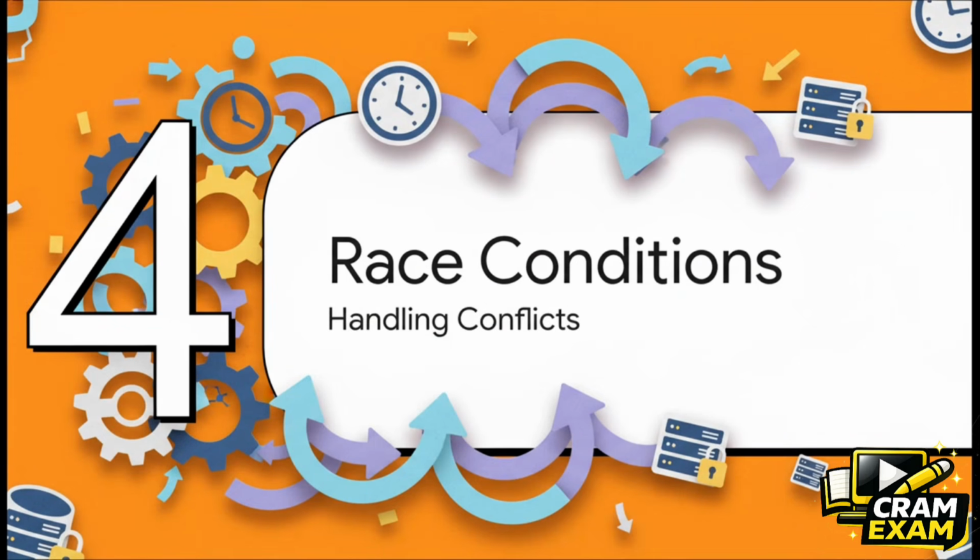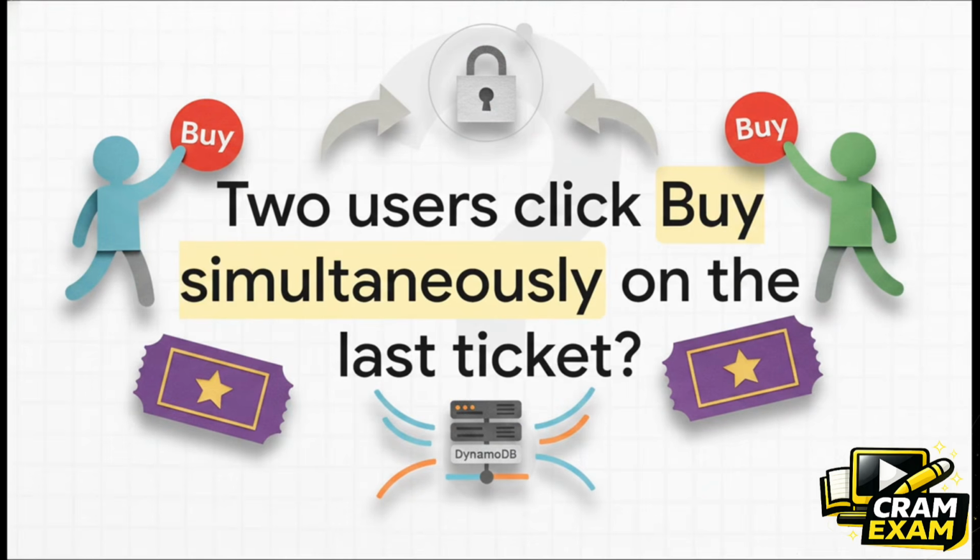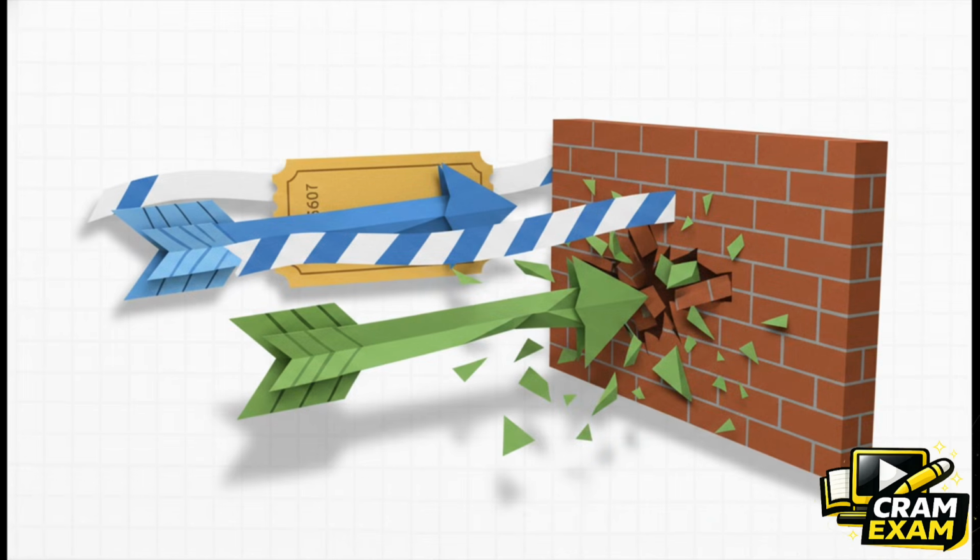Section 4. Handling race conditions. Think about that two-phase commit process for a second. It's a two-phase commit. DynamoDB locks the items, verifies that no other process is modifying them, and then writes the data. But what if user A and user B both click buy on the absolute last concert ticket at the exact same millisecond? This is a race condition.